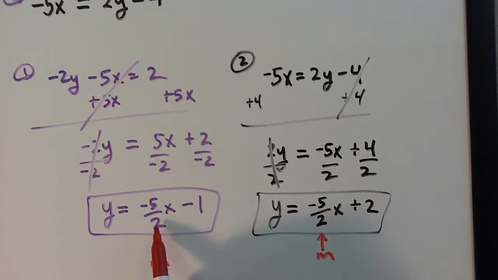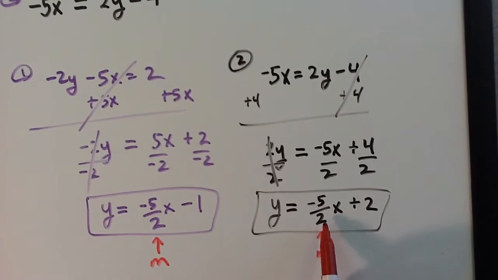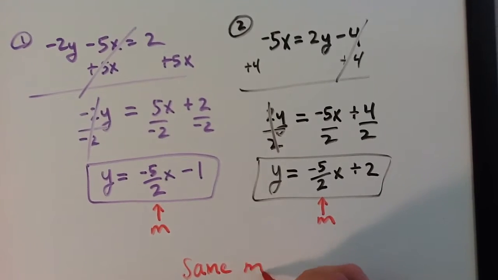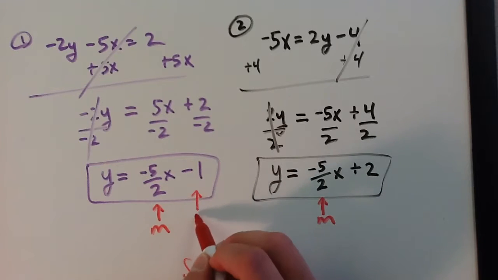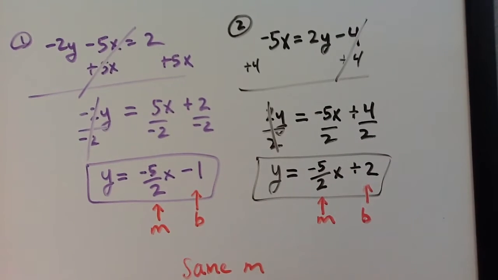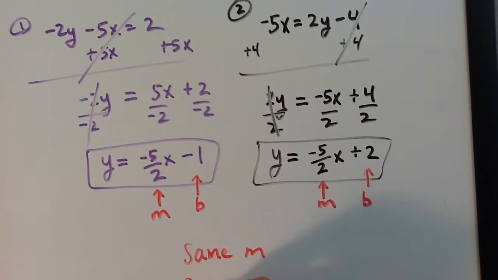Well, here the slope is negative 5 halves. Here the slope is negative 5 halves. And so we can say they have the same m. They have the same slope. What do you notice about their b's? Their y-intercepts. This b is negative 1. This b is positive 2. Are those the same or are those different? Well, those are different, right? Their b's are different.